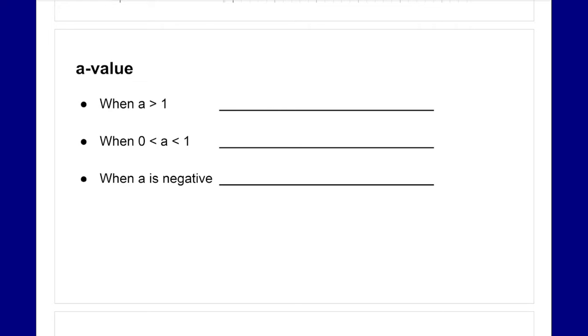So when a is greater than 1, we have what we call a vertical stretch. Again, that's making it taller. I'm going to say taller in this case. It's not really making our sine wave narrower, it's making it taller. When a is between 0 and 1, we have again a vertical compression, and it's going to make it shorter.